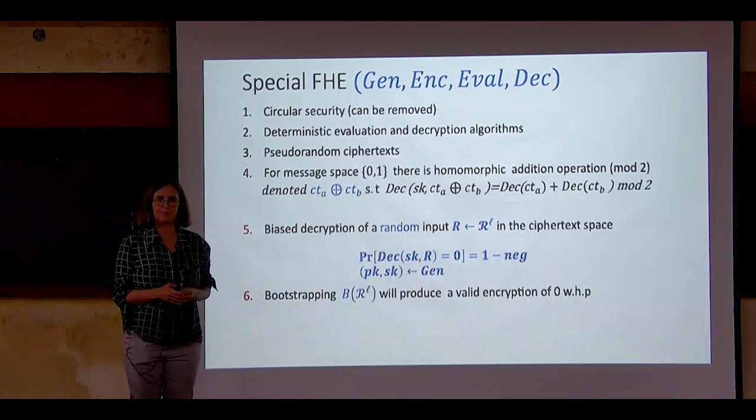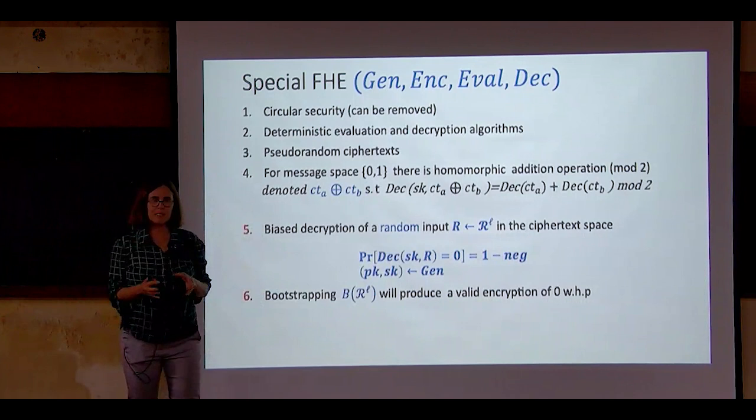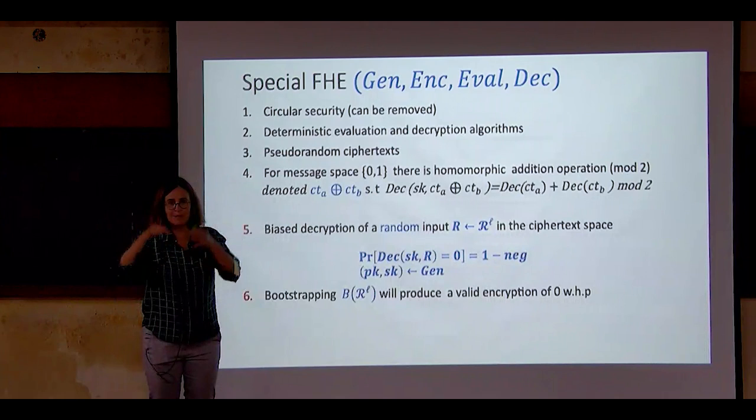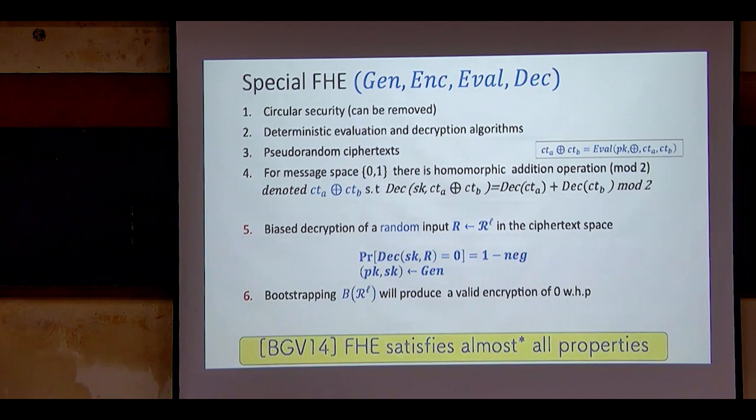Might be exponentially small. Okay? So there's a very large space, but the number of legal encryptions, within that, is exponentially small. Okay. All right. So we have schemes that satisfy almost all these properties.